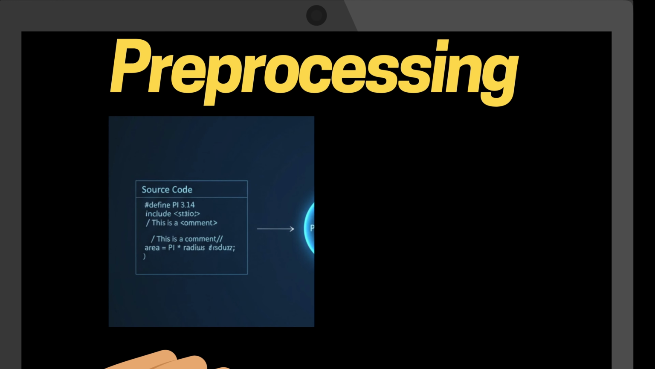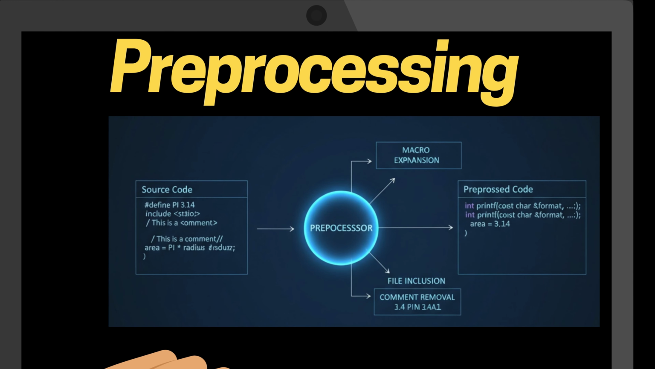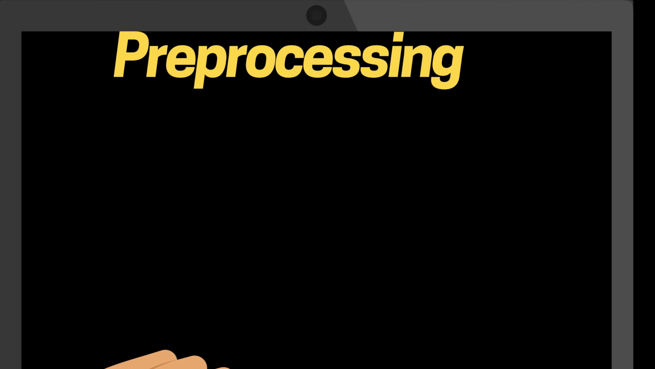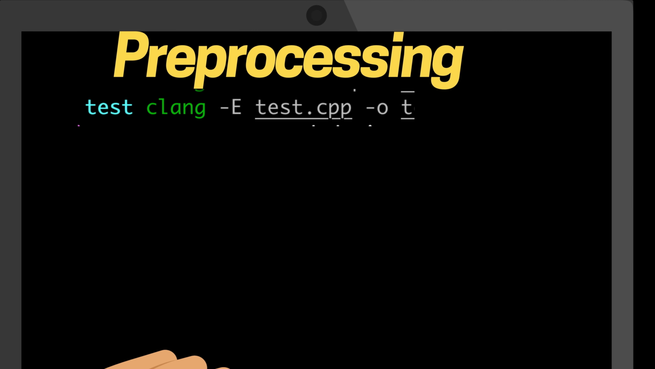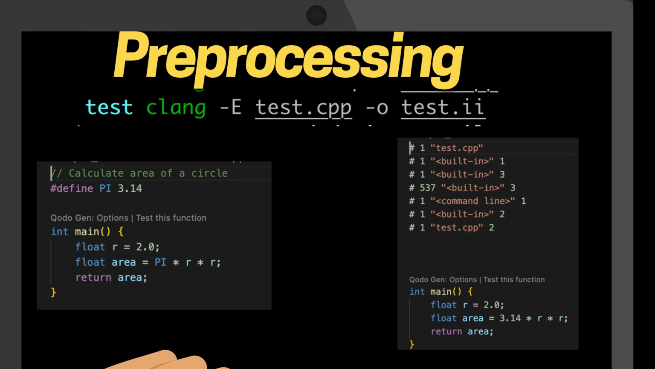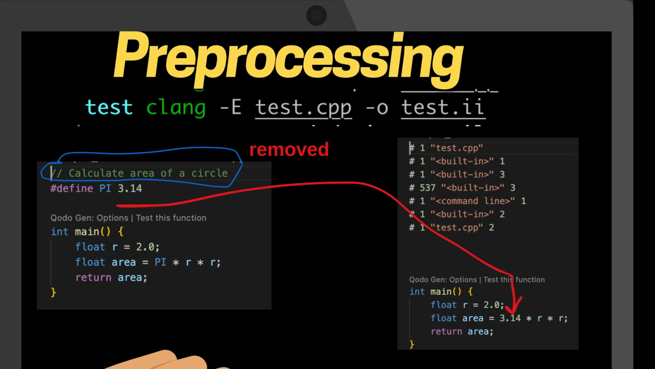Preprocessing handles macro expansion, file inclusion, and comment removal. If you only want to see the preprocessing stage, then we have to use Clang with the -E flag. Let's peek inside. You will see what is showing on the screen. The macro PI has been replaced with 3.14 and all comments are stripped. Now let's come to the next stage.